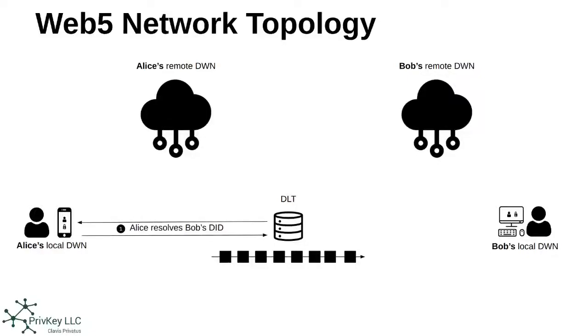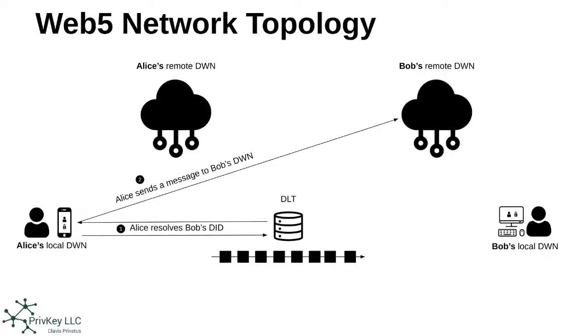So what happens is the first step is that Alice sends a request to the blockchain, basically saying, who is Bob? I want to see Bob's digital ID. So it's like, show me your license, right?